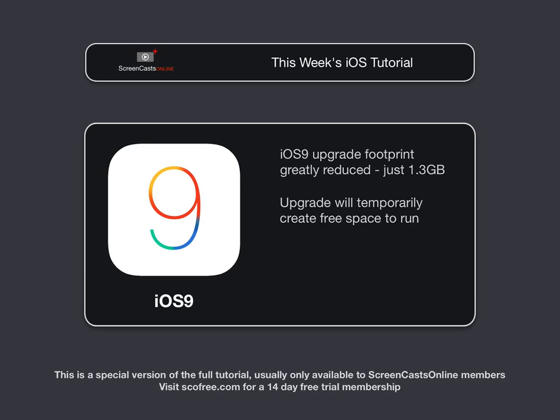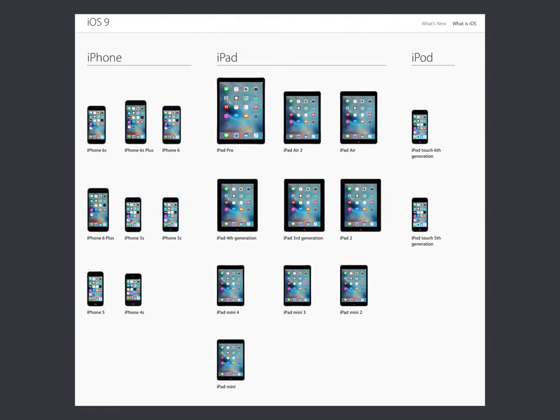Now, as far as compatibility is concerned, iOS 9 will run on an amazing number of devices, although all functionality is not available across the board. So this particular diagram here shows you all the different devices that it will actually run on. So basically, iPhone 4S and above, iPod Touch 5th and 6th generation, and then all the iPads from the iPad mini upwards. So it's really only the iPad 1 that isn't supported.